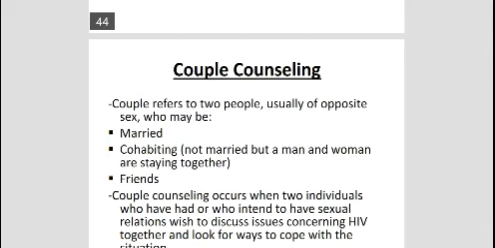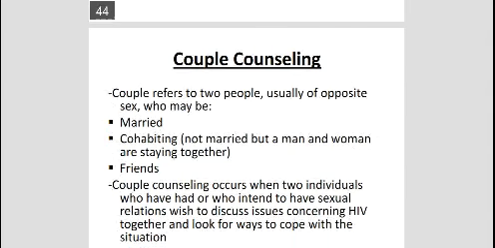Couple refers to two people, usually of opposite sex, who may be married or cohabiting. When we say married, husband and wife, they are couples. But cohabiting, maybe a male and female, they are living together but not yet married. A man and a woman are staying together. Or boyfriend and girlfriend, or friends.